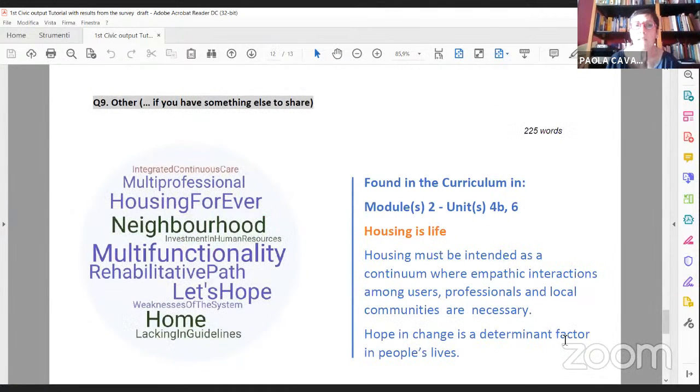And here is the last question, other. If you remember, if you have something else to share. Here we found multi-professional, integrated continuous care, housing forever, neighborhoods, investment in human resources, multifunctionality, rehabilitative path, let's hope, weakness of the system, home, lacking in guidelines. Housing's life. Housing must be intended as a continuum where empathic interactions among users, professionals, and local communities are necessary. Hoping change is a determinant factor in people's lives.